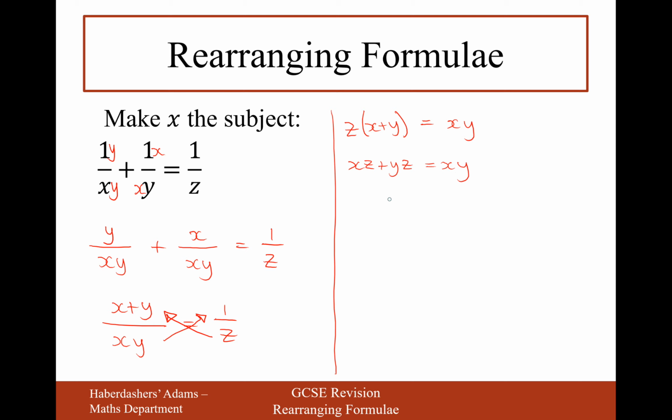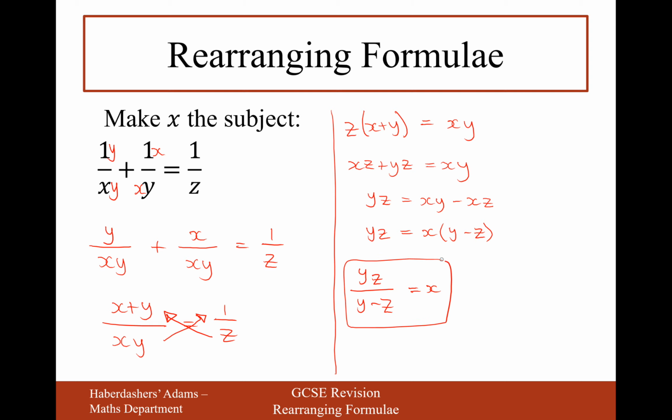Group your x's together, so I'll take away xz onto the other side. xy minus xz. Then I'll factorise: yz equals x brackets y minus z, in brackets like that. Then I'll divide by what's inside the brackets, yz divided by y minus z equals x. And there we are, that's the answer to this question.